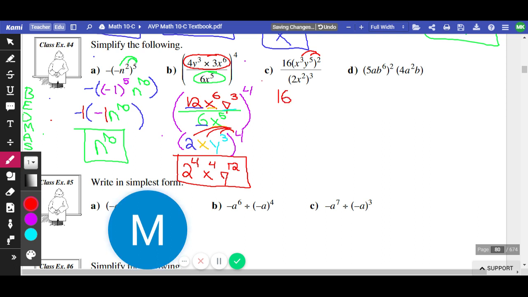I then have x to the power of 3 times 2, which becomes x to the power of 6. And then I have y to the power of 5 times 2, gives y to the power of 10. All divided by. On the bottom, I had a different exponent that needed to come in. This one does go to the 2 because the 2 is inside the brackets. It's part of the base. That means it becomes 2 to the power of 3, x to the power of 6.